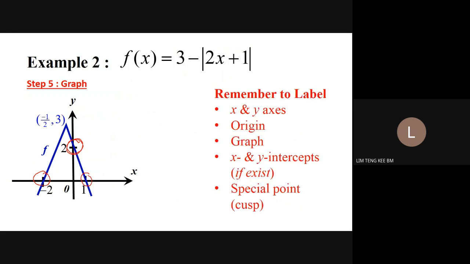And a reminder again, in your graph, you must make sure you label the x and y-axis, you label the origin, you label the graph. In this case here, the graph is function f. You label the y and x intercepts, and also your special point, the curve point in this case here. So therefore, we have done example number 2 in graph sketching for the case of absolute value functions.